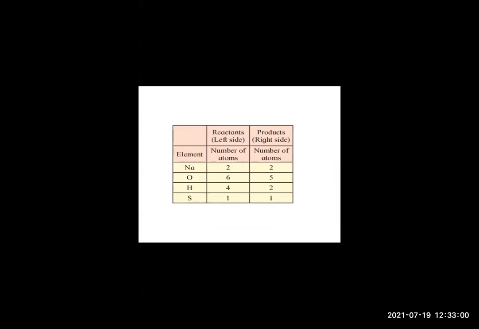Now, what about oxygen? When you have made changes for sodium, when we multiply by 2, what you found is that oxygen became 6 and on the right side it became 5. Hydrogen became 4 and on the right side it became 2. Sulfur is 1 each. So again now you have to change oxygen and hydrogen, and then you can balance it again, right?